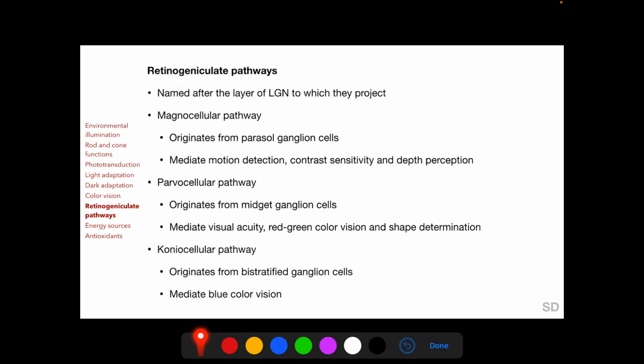Retinogeniculate pathways are constituted by the axons of the ganglion cells in the optic nerve, optic chiasm and optic tract, and the retinogeniculate pathways are classified according to the layer of lateral geniculate nucleus to which these axons project. Magnocellular pathway originates from parasol ganglion cells and mediates motion detection, contrast sensitivity and depth perception. Parvocellular pathway originates from midget ganglion cells and mediates visual acuity, red-green color vision and shape determination. Coniocellular pathway originates from bistratified ganglion cells and mediates blue color vision.